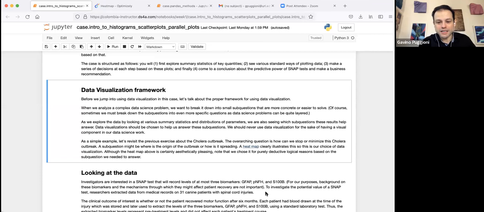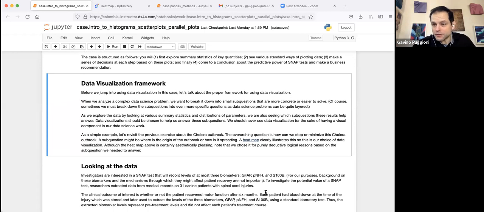The clinical outcome of interest, as we were saying, is whether after 6 months the dog recovered from the spinal injury. Each patient had blood drawn at the time of the injury. Remember, the test needs to happen early on. It needs to happen when the injury is present, and it has to tell you what are your chances of recovery, ideal, right? From the blood that was drawn at the onset, we want to extract the level of these 3 biomarkers using a standard laboratory test.